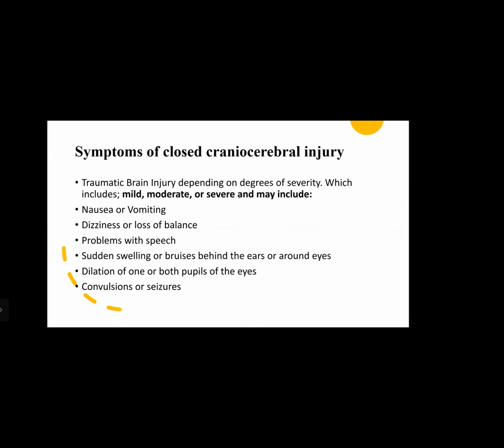And symptoms of closed craniocerebral brain injuries. Due to the traumatic brain injury, depending on the degree of severity, we include the mild, the moderate, and the severe, which includes, for example, nausea with its mild type, dizziness, loss of balance, problems with speech. But as it goes further, if you're not healing, you may have sudden swelling, bruises behind the ears or around the ears, dilation of both pupils of the eyes, and convulsions or seizures.